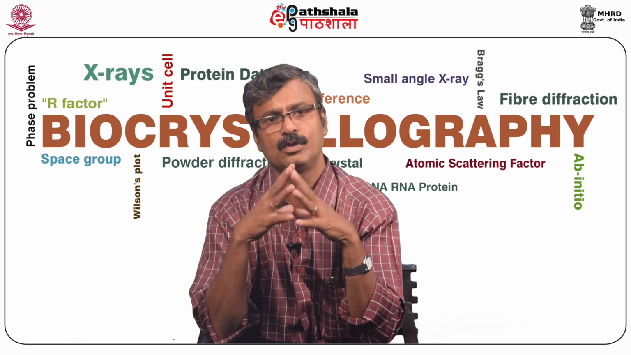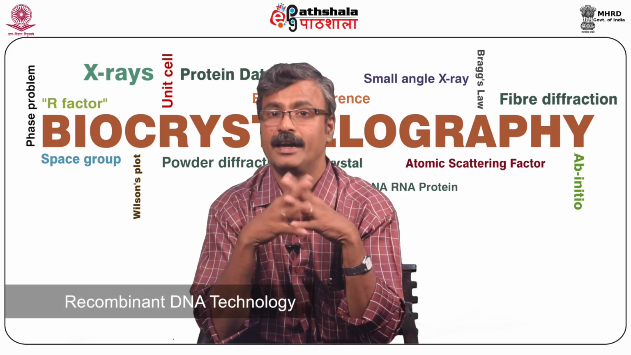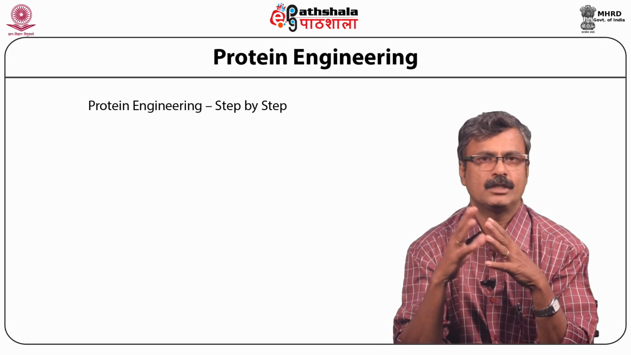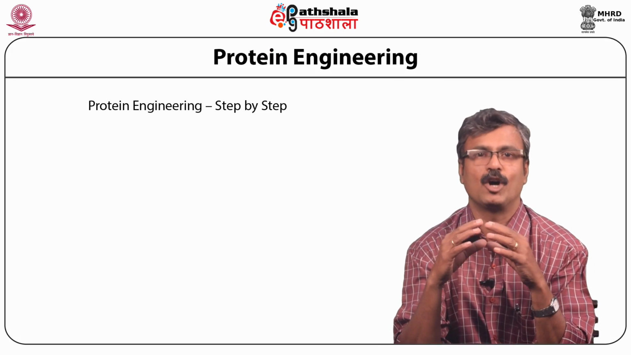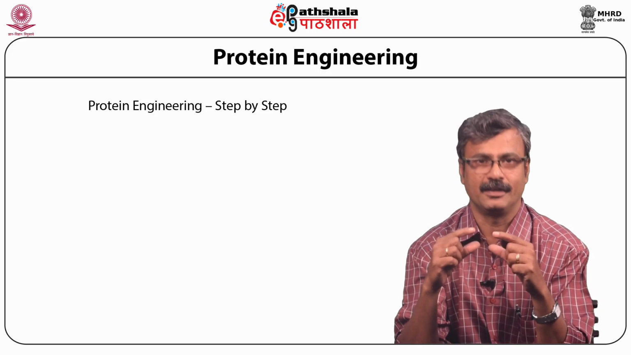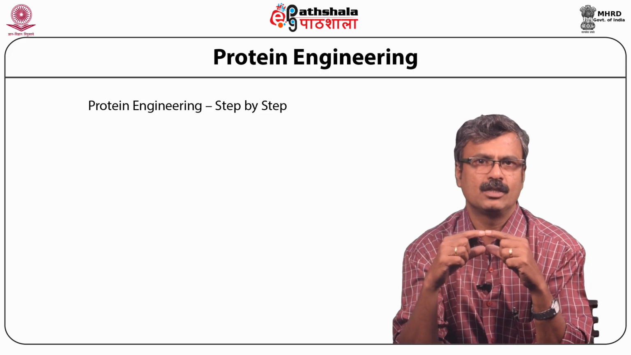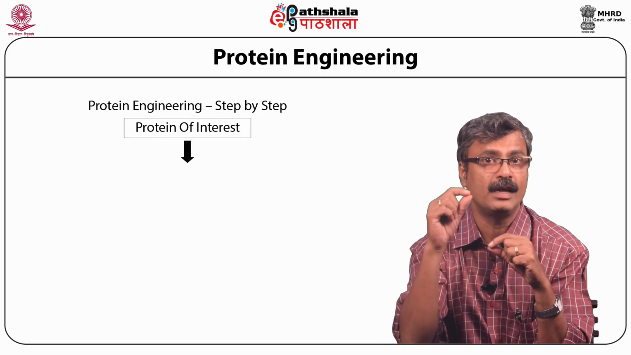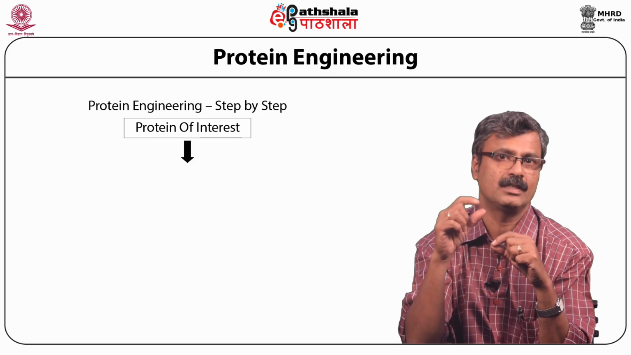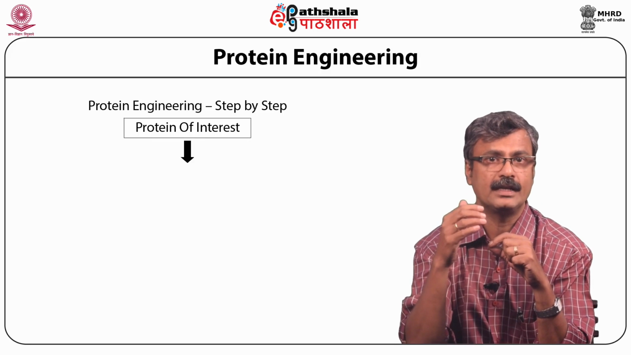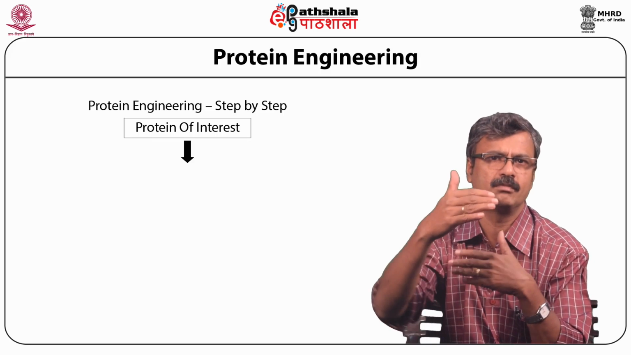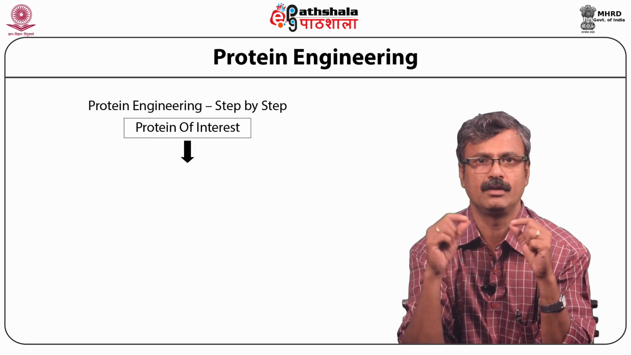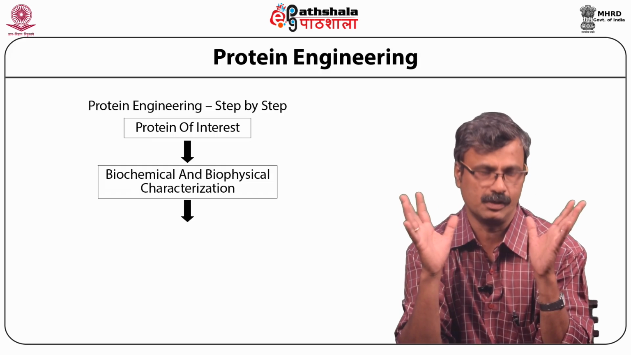Mostly the routine tool used for protein engineering is recombinant DNA technology. Protein engineering step by step. First of all, which protein we want to work on, which protein has to be engineered, that has to be identified. Once the protein has been identified, it has to be purified and well characterized: what the protein is, what its size is, what it does, what the rate of the reaction is, and many parameters. So basically we have to characterize the protein completely using biochemical and biophysical tools.